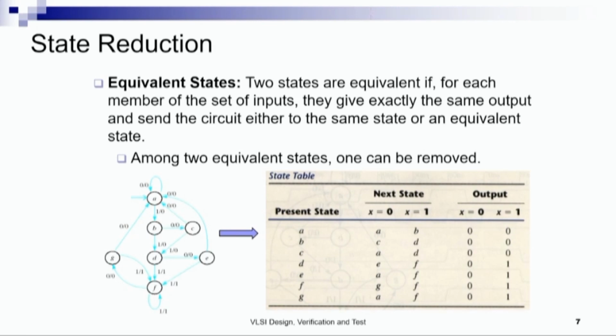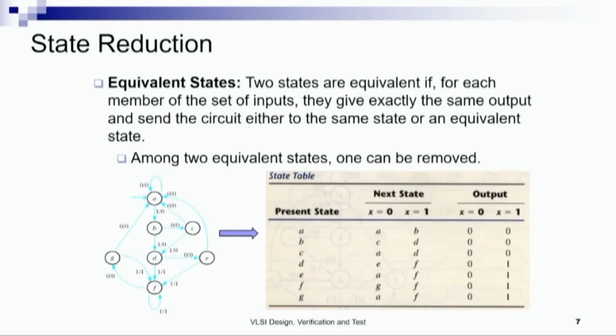So let us say we have 2 arbitrary states x and y. What do we have to do? We have to find out that for all possible inputs, here we have 2 inputs 0 and 1, do they go on each of these inputs to the same next state, and do they produce the same output? If that is so, then we can say that these 2 states are equivalent. And if 2 states are equivalent over all sets of inputs, they produce the same next state and same output, then we can remove one of these states. This is how we do state reduction.